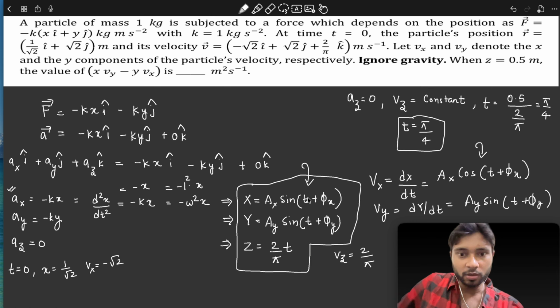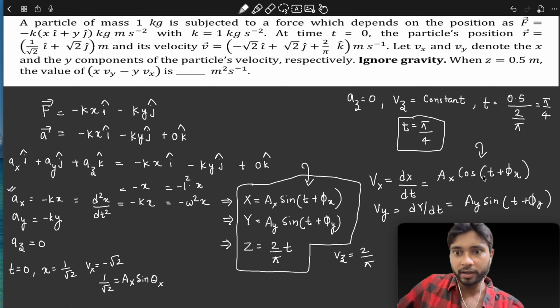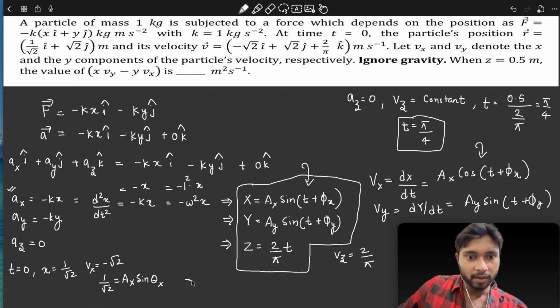If I put t equal to 0 here, I can write 1 by root 2 as ax sine phi x. Similarly, if I put t equal to 0 here, ax cos phi x will be equal to minus root 2. Minus root 2 is equal to ax cos phi x.